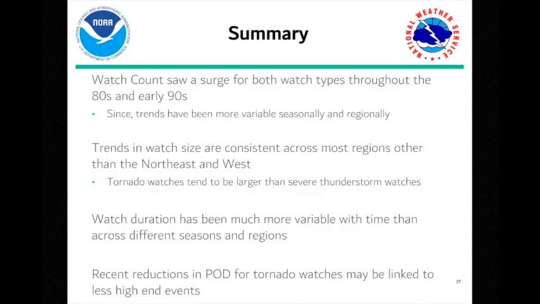So in summary, watch count saw a surge for both watch types throughout the 80s and early 90s. Since then, trends have been a bit more variable seasonally and regionally. Trends in watch size are consistent across most regions other than the Northeast and West, and tornado watches tend to be larger than severe thunderstorm watches overall. Watch duration has been much more variable with time than it is across different seasons and regions, and recent reductions in POD for tornado watches may be linked to less high-end events.